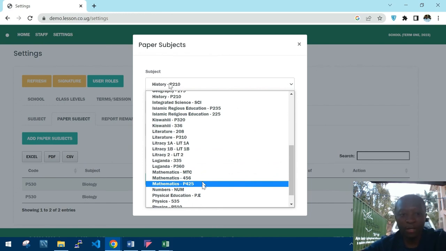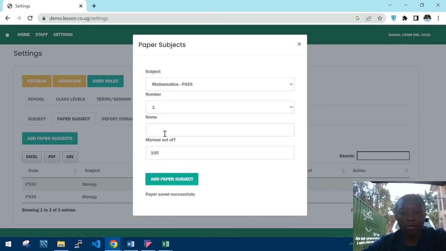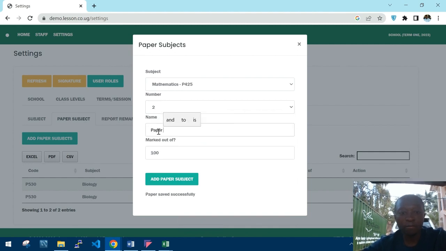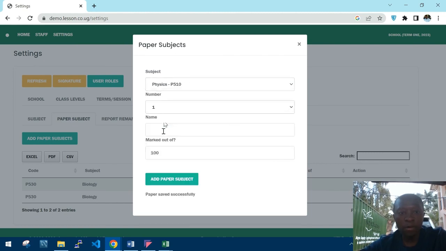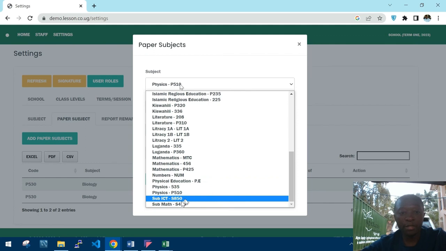Mathematics. So you be careful when you're selecting the papers. You make sure you follow the code that you gave that paper. 1, 2, then physics 1, physics paper 2, physics paper 3, so general paper or subsidiary ICT or subsidiary math.